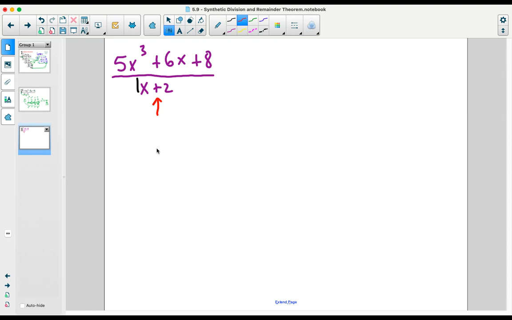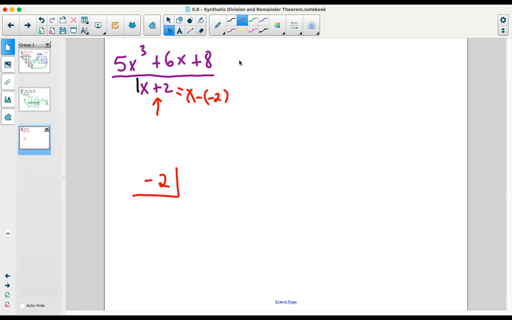So in order to think of this binomial as having a minus sign in it, we need to reconsider it as x minus negative 2. So when we set up our synthetic division, negative 2 is the number that's going to be on the outside doing the dividing in the synthetic division.